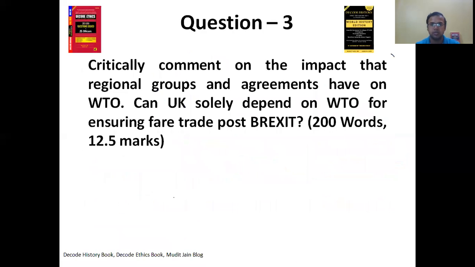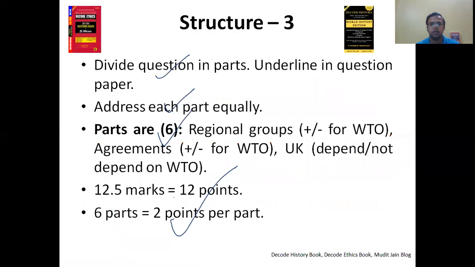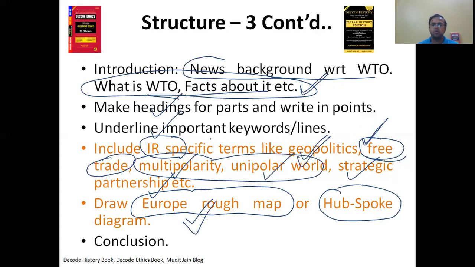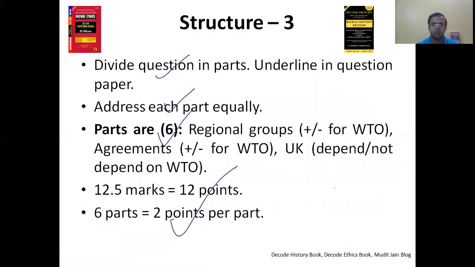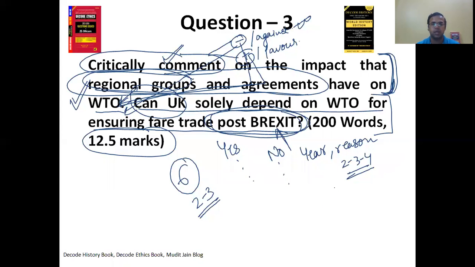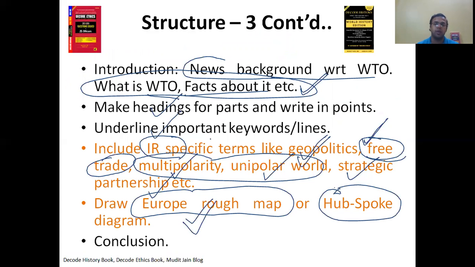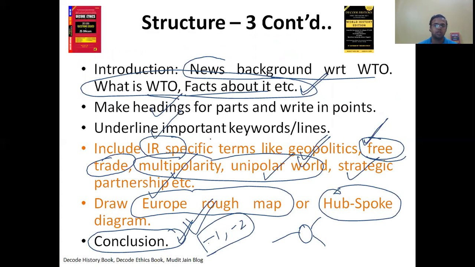Now, as the question dealt with UK and Brexit, you can draw Europe's rough map. It is tough to draw Europe's map, but if you practice a couple of times, if you have the mindset, you can draw that. Or hub and spoke, you can draw that in any question of GS. When you are mentioning, say, impact of regional groups and you have written 3 points, and if you have more points in your mind, just draw a hub and spoke diagram. Lastly, conclude in 1 or 2 lines. A summary, if you skip it, you will lose -1 or at least -2 marks. So do not skip the conclusion. I've already emphasized it in my previous sessions.